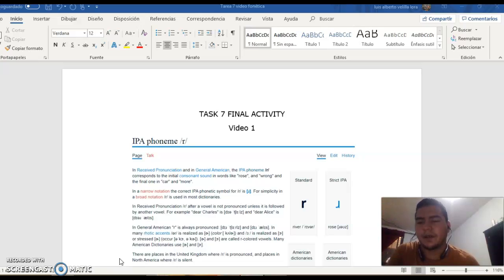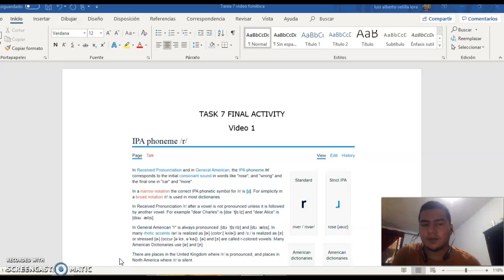I start my explanation about the Task 7 final activity in Video 1, where I chose the IPA symbols. My first IPA symbol is phonic R. In Received Pronunciation and in General American, the IPA phonic R corresponds to the initial consonant sound in words like rose and ground, and the final one in car and more.